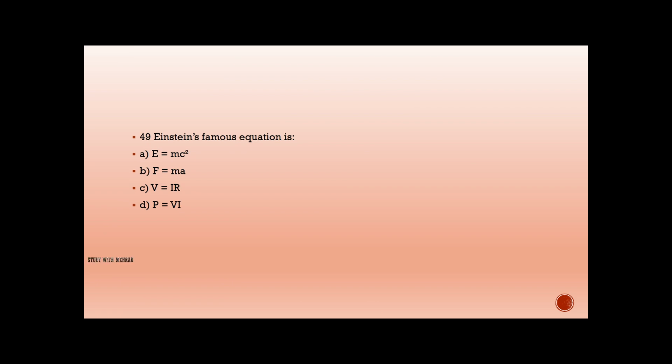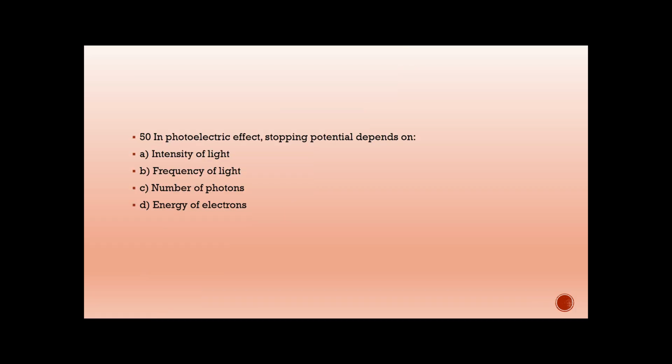So the next, Einstein's famous equation is E equals mc square, F equals ma, V equals IR, P equals VI. So the answer is E equals mc square. It shows mass and energy are interchangeable. So the next is in photoelectric effect, stopping potential depends upon intensity of light, frequency of light, number of photons, and energy of light. So the answer is frequency of light. The energy of emitted electrons depends only on the light frequency, not intensity.